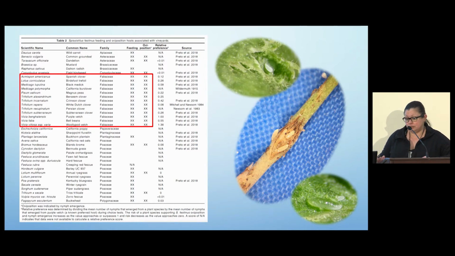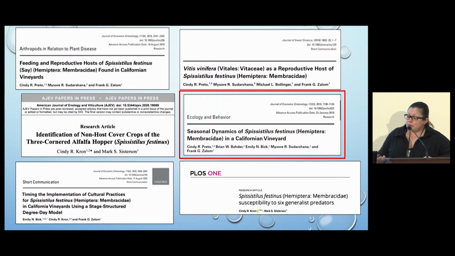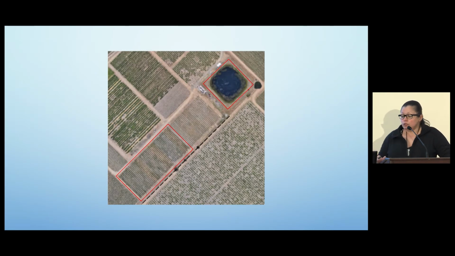So the next paper we're going to look at for answers to questions regarding TCAH's seasonal dynamics is this one here. We did a 2-year study where we sampled a vineyard. There are 26 rows. We sampled every other row, the perimeter, and the perimeter of an irrigation pond. We sampled by sweep net every week. This went over a period of 2 years, including the winter time, to look at what the seasonal dynamics are.